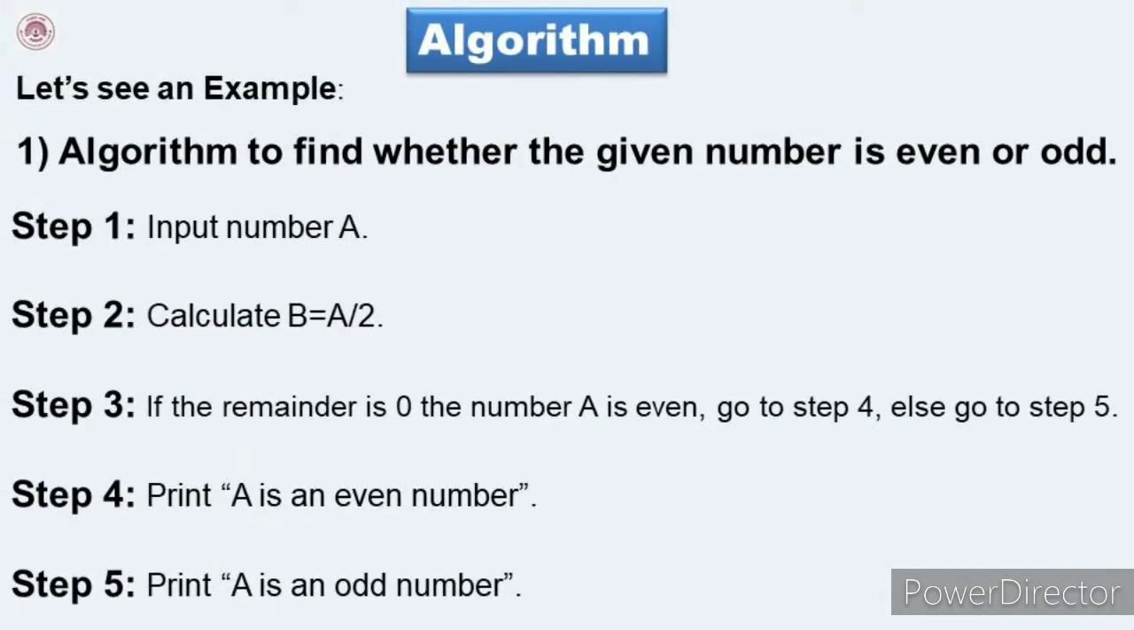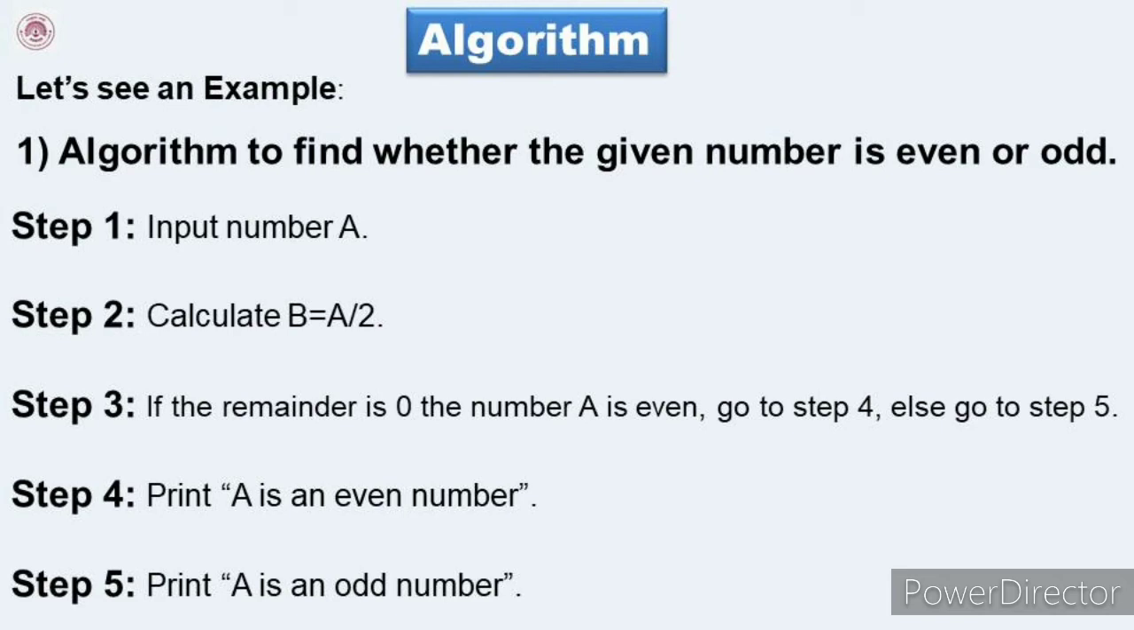Now that you've understood the concepts of algorithm and flowchart, let us see by an example. Now we'll write an algorithm to find whether the given number is even or odd, and based on that we'll also write a flowchart to find the given number is even or odd. Now let us see how we write the algorithm and how we pictorially represent it using a flowchart.